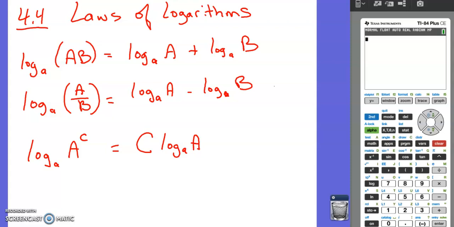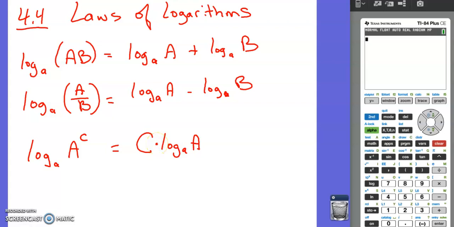This is 4.4 Laws of Logarithms. So you should have covered these laws in a previous class, but just to refresh your memory. If you have log base a of AB, that's the same thing as log A plus log B. And then log base a of A divided by B is the same thing as log A minus log B. And then log A raised to the C power is the same as C times log A.